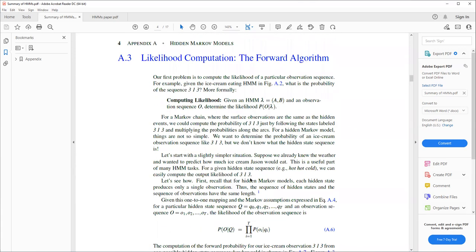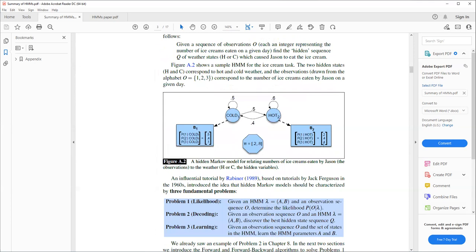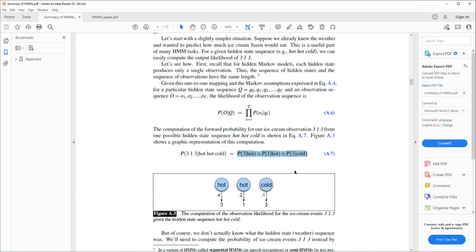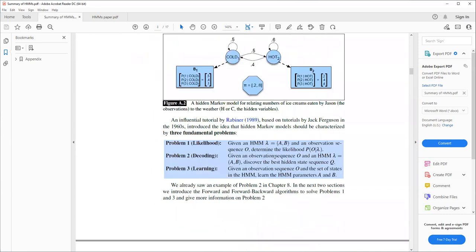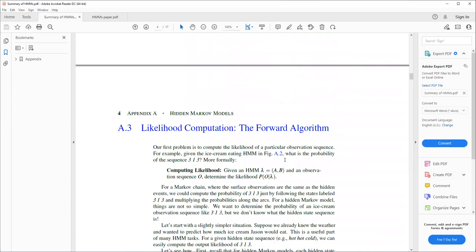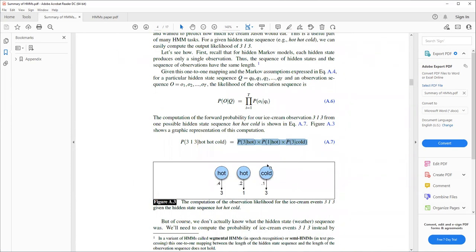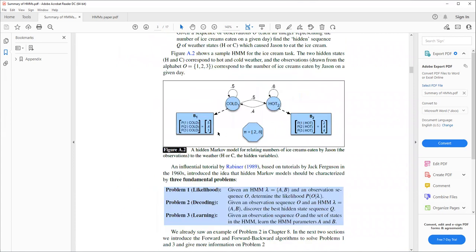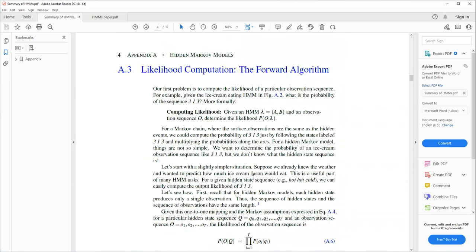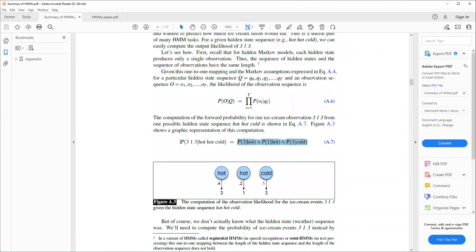The probability of 3 given hot is 0.4, multiplied by the probability of 1 given hot, which is 0.2, and multiplied by the probability of 3 given cold, which is again 0.1. So this is 0.4 times 0.2 times 0.1, and that's your answer if the states are known, of course. So in this case, we are given the states as well as the observed values. However, there's one small issue here.